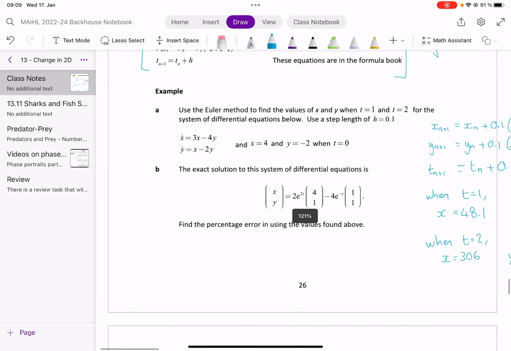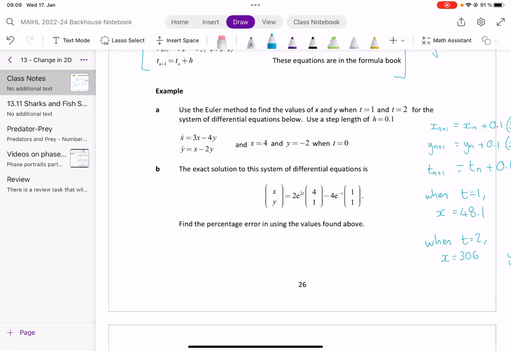So as I said at the start of this example, this is one we could have done using our matrix and eigenvalue method. And you can see in part B that they've given us the exact solution. So what we could do is find the percentage error in the values we found. We'll just do it for one of them because the process is the same. So when t equals 1, I'm just going to substitute t equals 1 into this equation and find out the values of x and y.